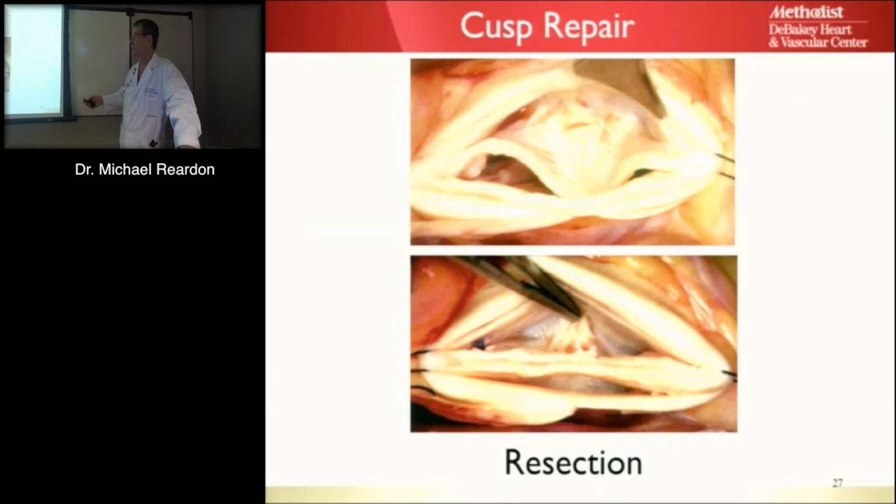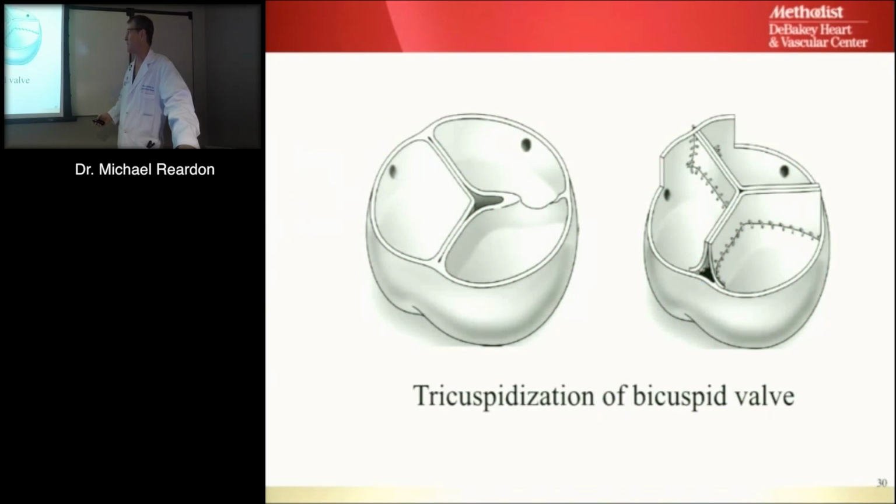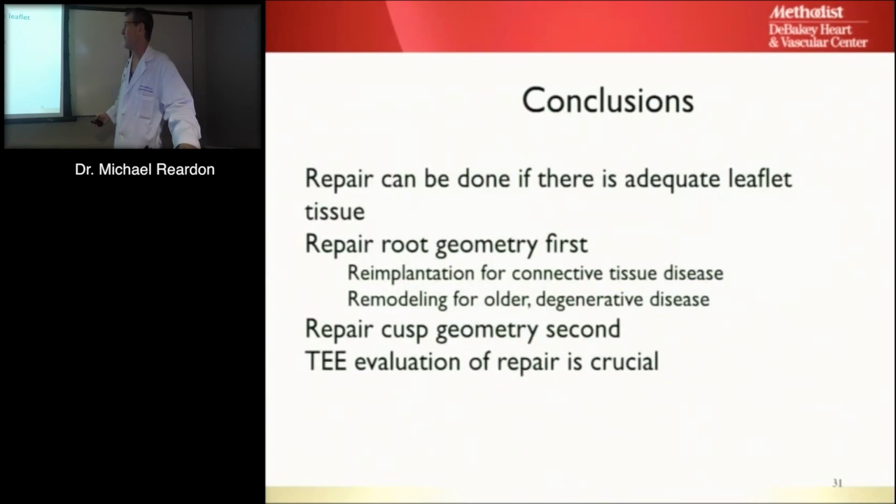And this is what it looks like. You have this long valve like this, and you basically just take a piece out. This was a quadricuspid valve. You can actually take one out and make it a tricuspid valve. Leaflet extension, I wouldn't recommend that.